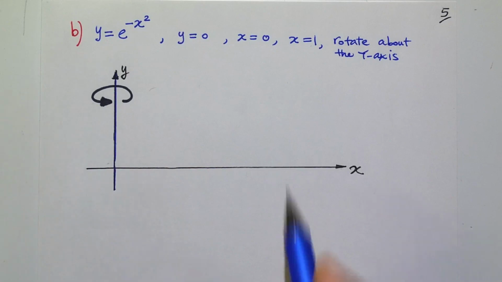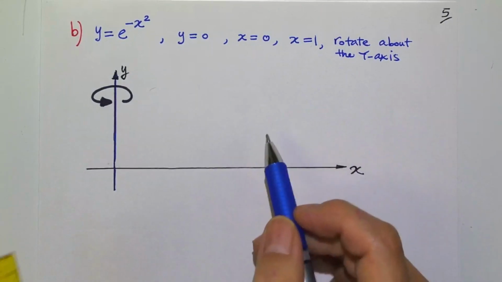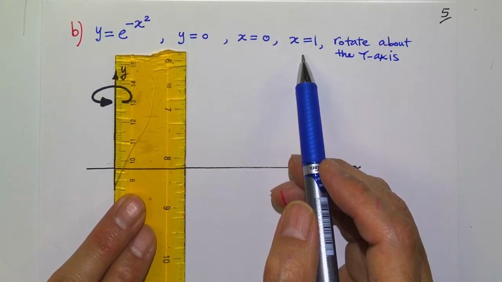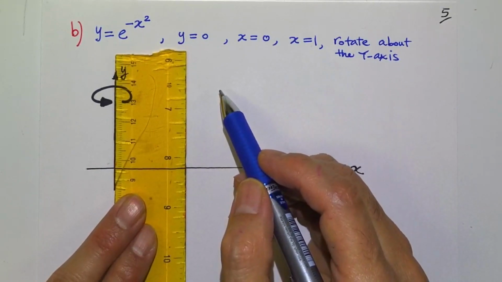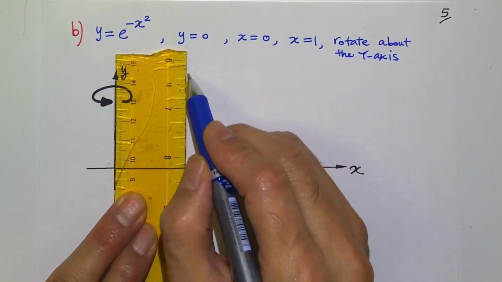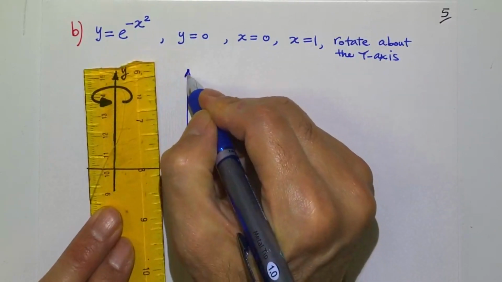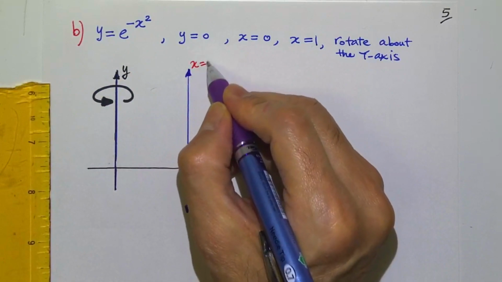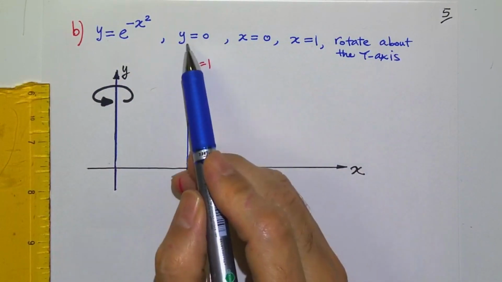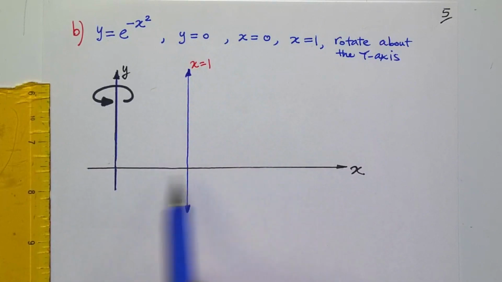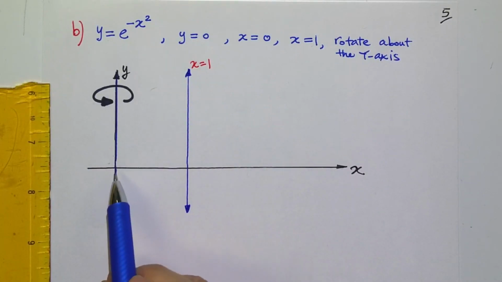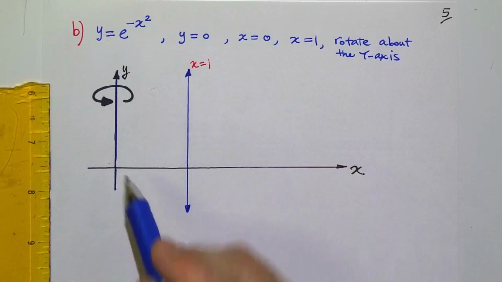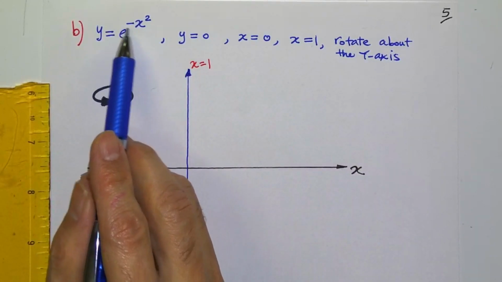Okay, so I'm going to draw these easy curves first. So we have x equals 1. Again, that's a small number, so I'm going to give myself plenty of room here and say that this is x equals 1. And then we have y equals 0, x equals 0. y equals 0 and x equals 0 are simply the x-axis and the y-axis respectively. So this line, and that line. And then, of course, we have that curve.